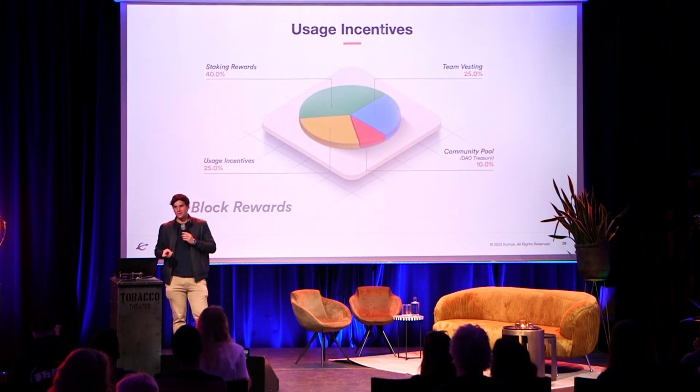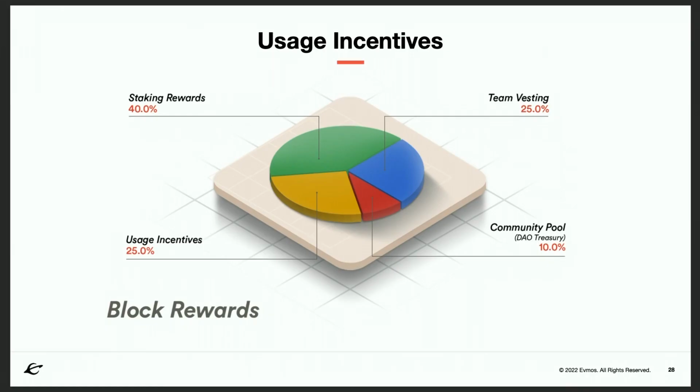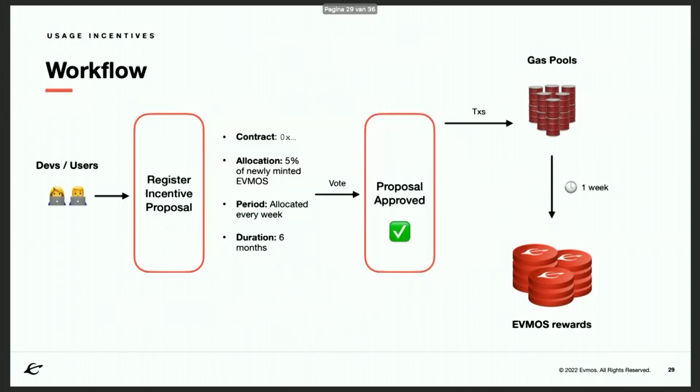So that's why on Evmos, we created these novel usage incentive programs where it's directly proportional to the utilization of each protocol, where in every epoch that creates new tokens, those tokens are split between the staking rewards, the team vesting, the community pool, but 25% is also allocated to user incentives. These user incentives are creating incentives for the users that are interacting with the smart contracts. And I'm going to explain now how it works.